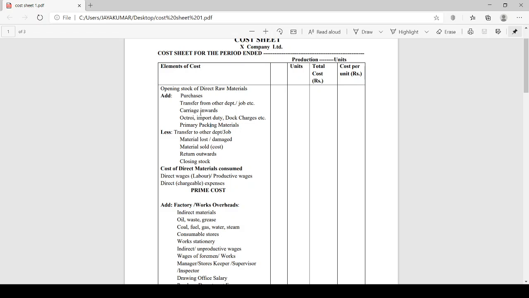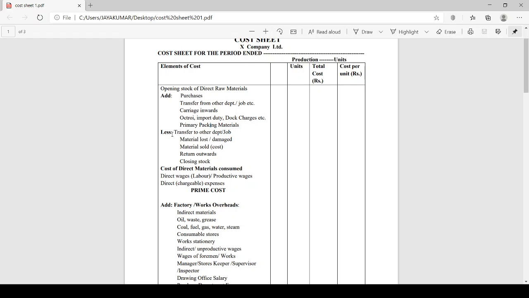That is carriage inwards, the expenses incurred in transportation. Octroi. Octroi is actually a duty which is levied when goods come from one country to another. Then import duty, again a duty imposed by the government. Dock charges, the ship charges and all. And primary packing materials. So any expenses incurred in bringing these materials or purchasing these materials are added.